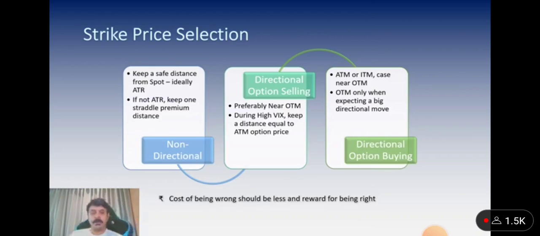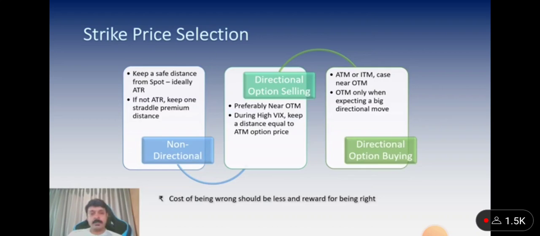For Bank Nifty, it could be like 15 rupees, 20 rupees, or even 10 rupees, 600 points away. It doesn't make sense to sell such a cheap option. So more than ATR, I prefer to keep the straddle premium distance. Let's say at the money options, call is trading at 200 rupees, put is also trading at 200 rupees. Like the combined premium is 400 rupees. So when I do the non-directional selling, I prefer to sell around 400 points away.